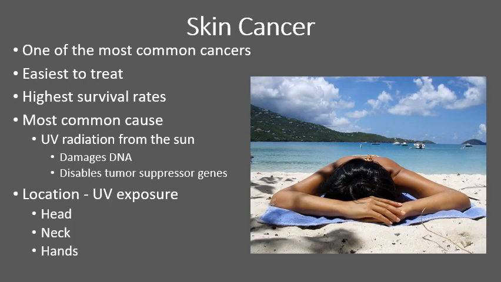Then we're going to talk about skin cancer. It's one of the most common cancers, but it is also the easiest cancer to treat, and there are very high survival rates. The most common cause of skin cancer is UV radiation from the sun. This is because the radiation damages your DNA and that disables tumor suppressor genes, which causes the skin to form tumors. The location is usually related to the amount of UV exposure, and therefore they are mostly found on the head, neck, and hands of individuals.